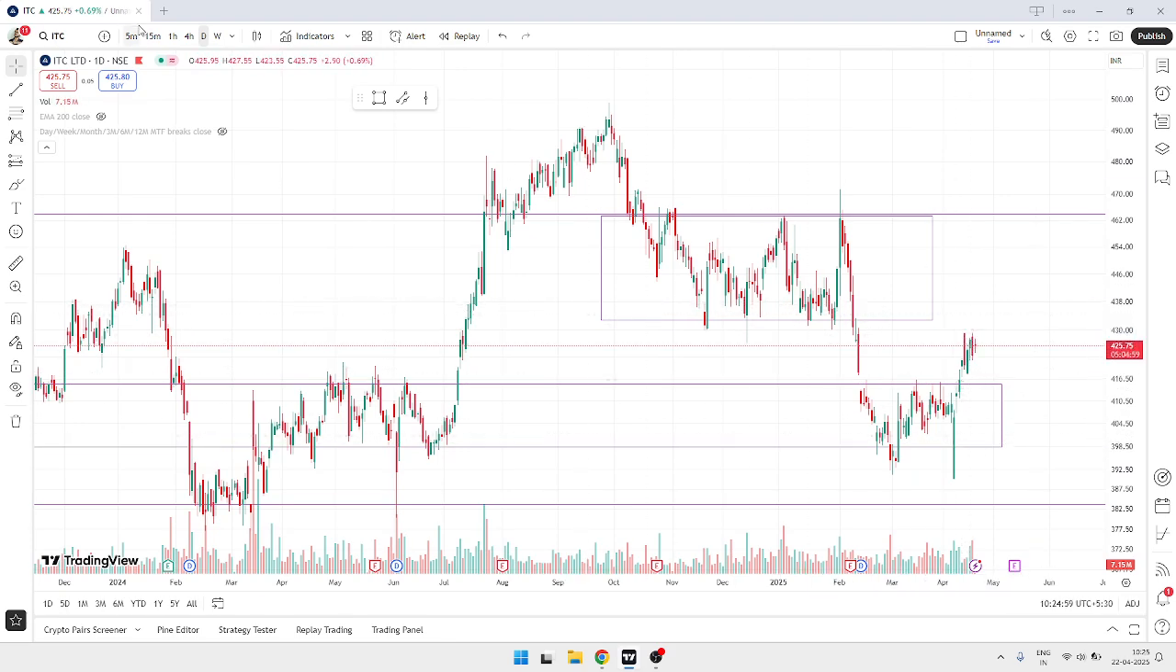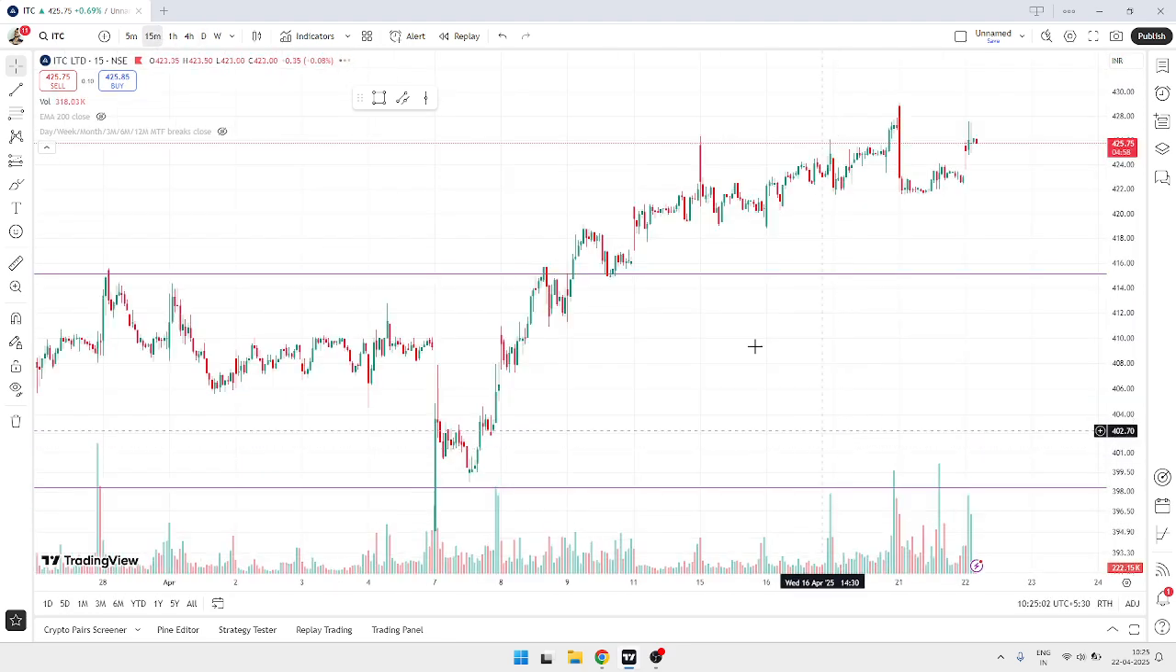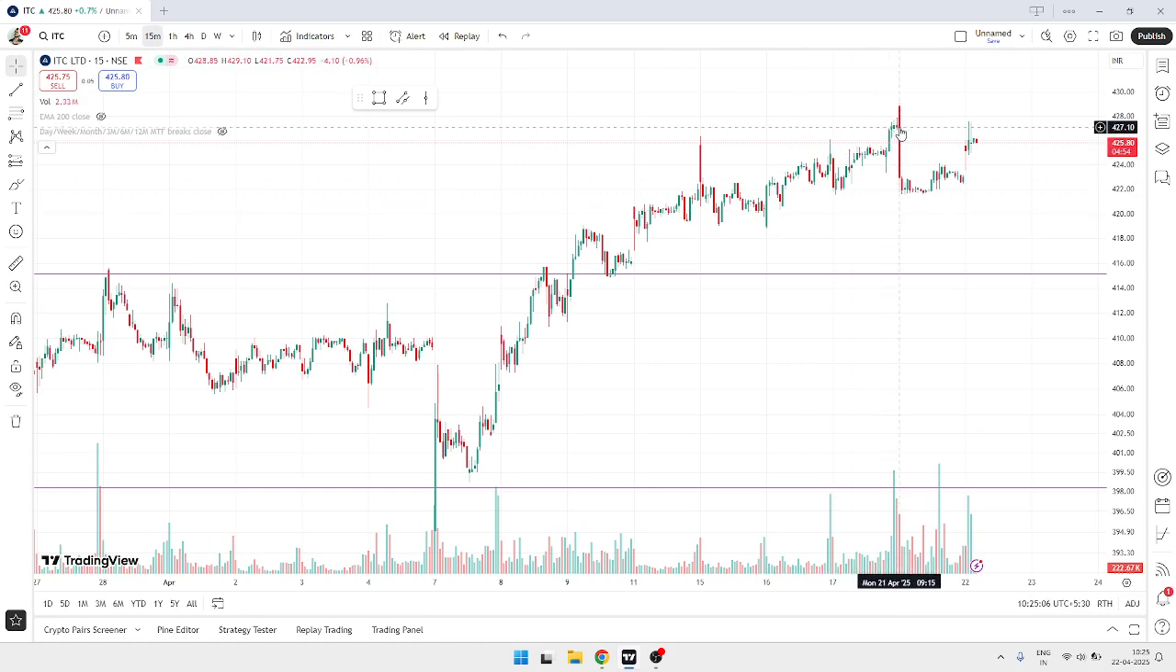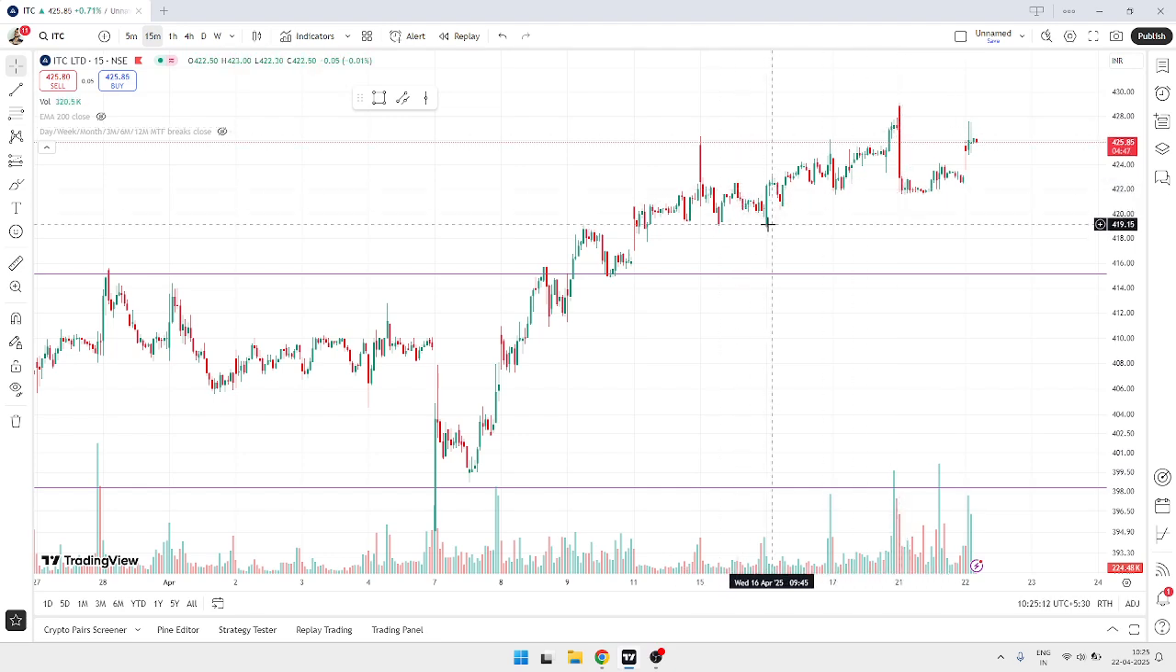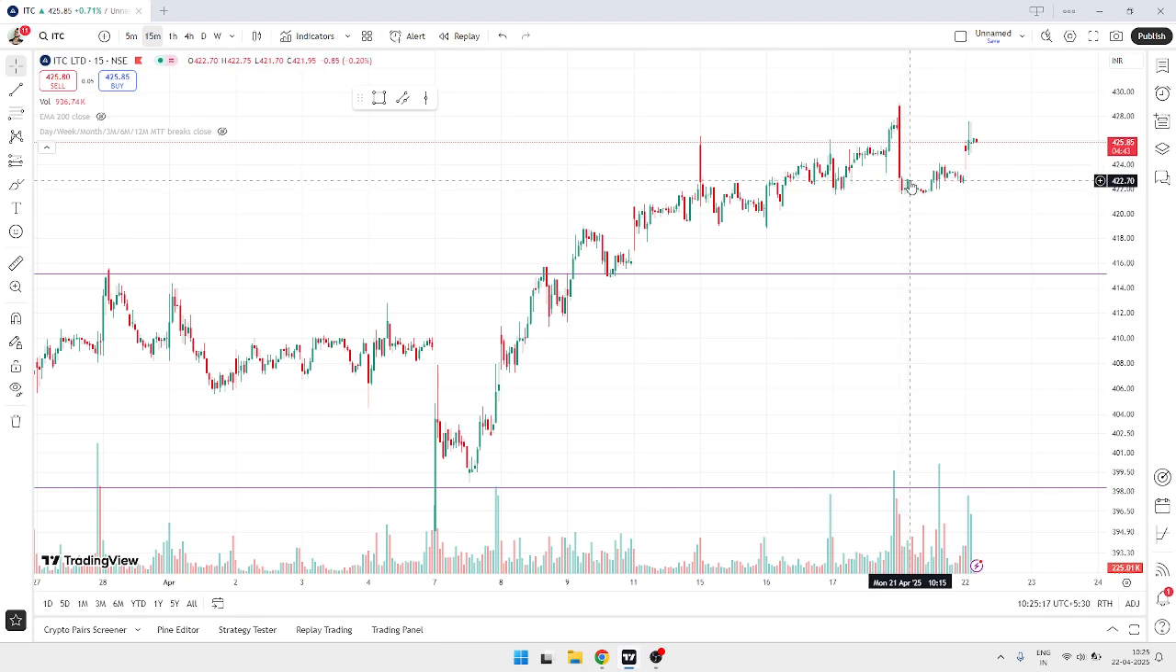So recently, let me move to the 15 minutes first. In this one I saw that after a rally there was a decent profit booking, and it was at lower levels. Thinking that this would act as a support, I entered somewhere here around 422 levels. Today luckily there was a gap up, and so I squared off this one. So this was ITC.